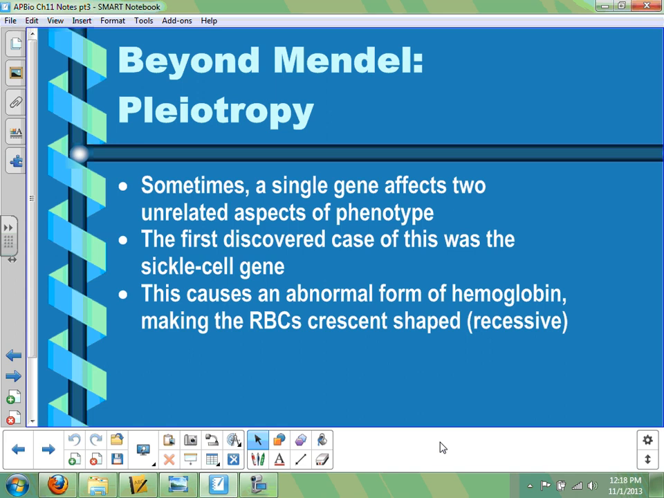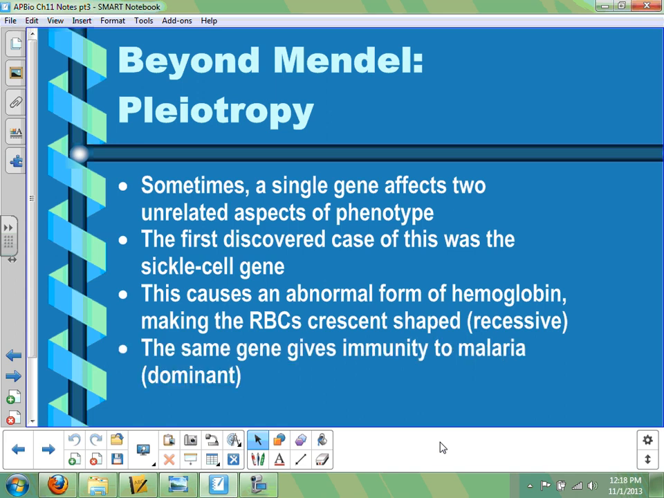And so if you have the sickle cell gene from each of your parents, then you would end up with this disease, which is often a deadly disease. However, we also found that if you have just a single copy of the gene, it gives you immunity to malaria. And so since you only need a single copy, that's a dominant thing. So the shape of your hemoglobin, immunity to malaria, two different traits, two different parts of your phenotype, one recessive, one dominant, but both coming from a single gene.